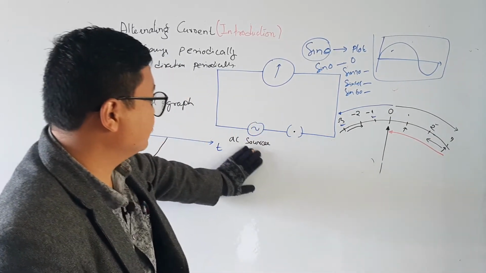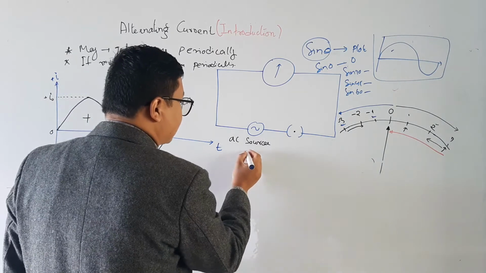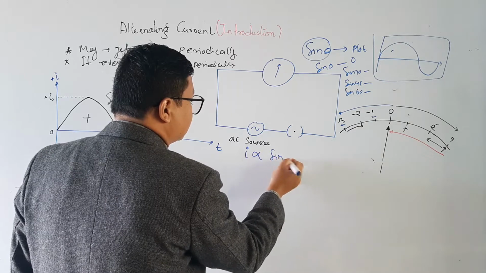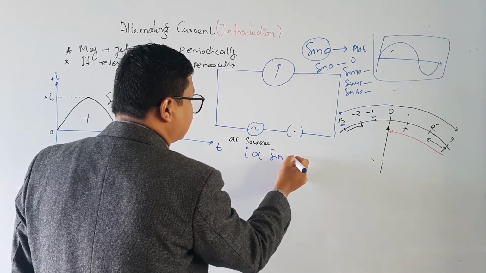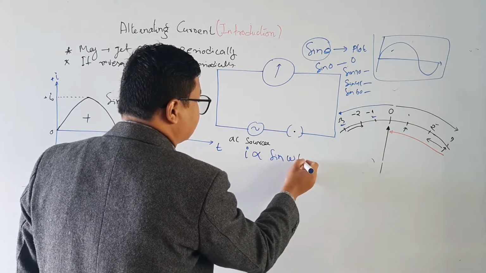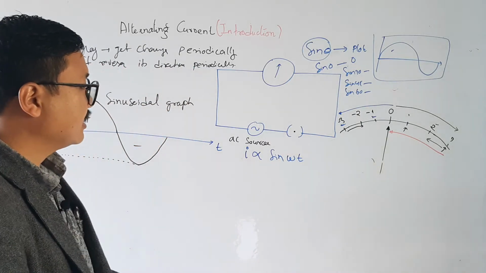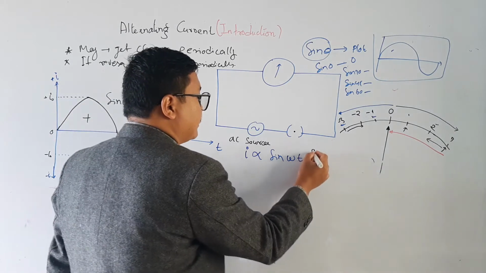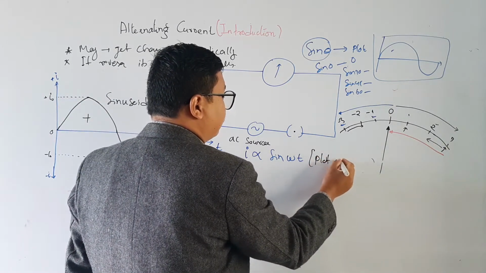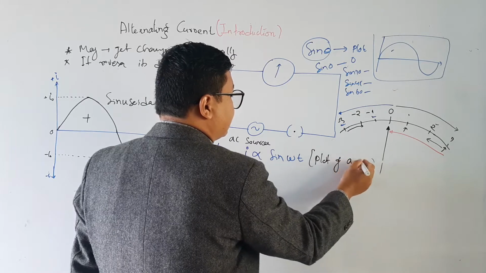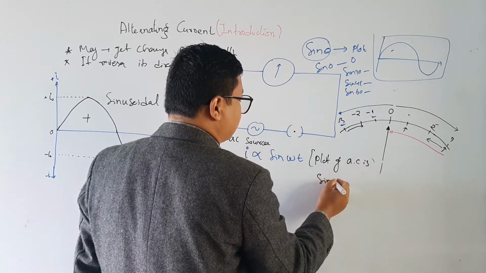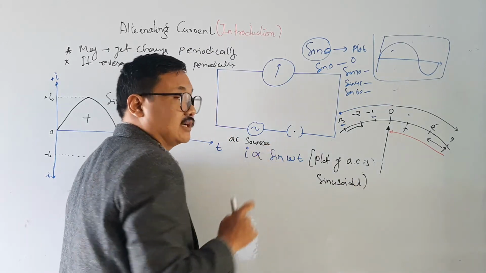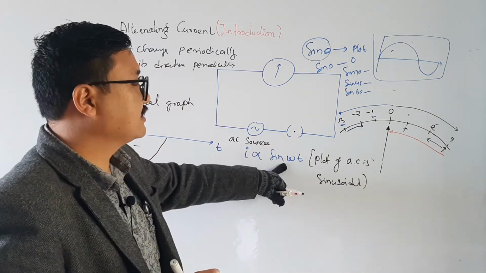If I write this, it means that the current I is proportional to sine of some angle, say omega t. I will directly write it. Why am I writing sine omega t? Because the plot of AC is sinusoidal. Why am I writing I proportional to sine omega t? Because the plot is sinusoidal.